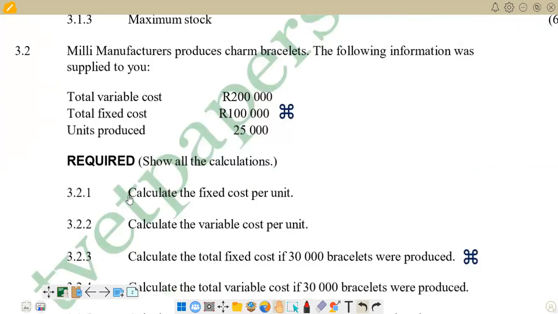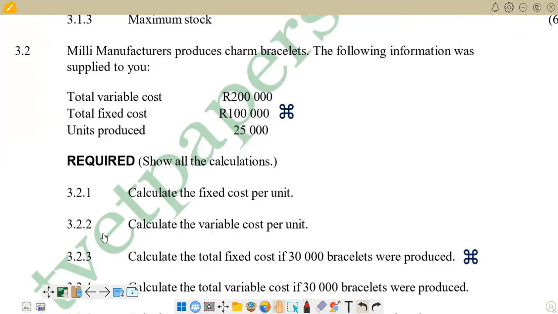Then 3.2.1 reads, calculate the fixed cost per unit. But when it's per unit, it means we are going to divide by the total number of units. Total number of units, obviously, is going to be the denominator, which is 25,000. Then the total fixed cost, obviously, will become the numerator. So we have here total fixed cost, which is 100,000.